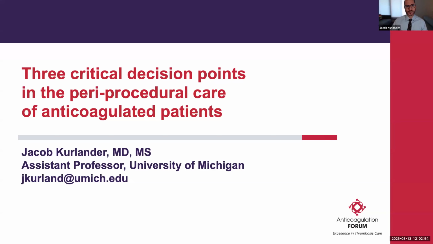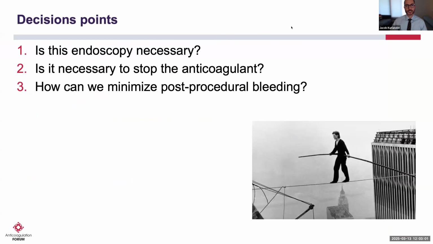So the title of my talk is 3 critical decision points in the periprocedural care of anticoagulated patients. And I'm really going to talk about 3 questions. Some of these questions apply to any patient getting endoscopy, but the importance of them is heightened because the patients are on anticoagulants. In some ways, they have further to fall if things don't go right. So we need to apply greater scrutiny to some of these questions when we're looking at patients who are on anticoagulants.